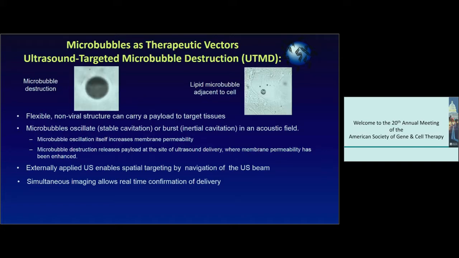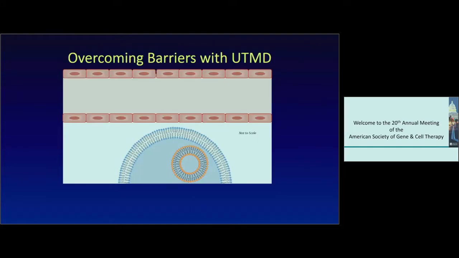We use externally applied ultrasound, such as is available on diagnostic echo machines, and the spatial targeting is achieved by navigation of the ultrasound beam. So the delivery occurs only where the ultrasound is delivered. And we can do simultaneous imaging to allow real-time confirmation. So it's a theranostic approach. And the concept is that this method will overcome some of the barriers to delivery of nucleic acid.